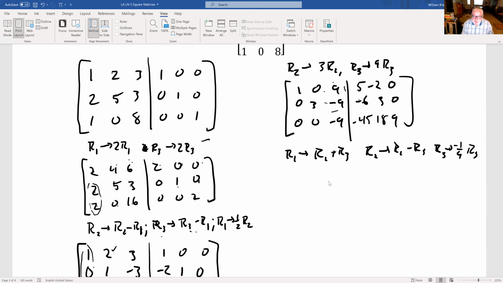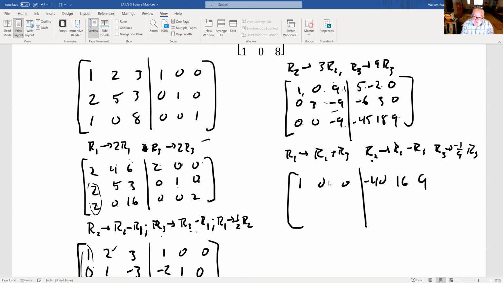We end up with row 1, our new row 1, is 1 plus 0 is 1, 0 plus 0 is 0, 9 plus minus 9 is 0, 5 plus minus 45 is minus 40, minus 2 plus 18 is 16, 0 plus 9 is 9.